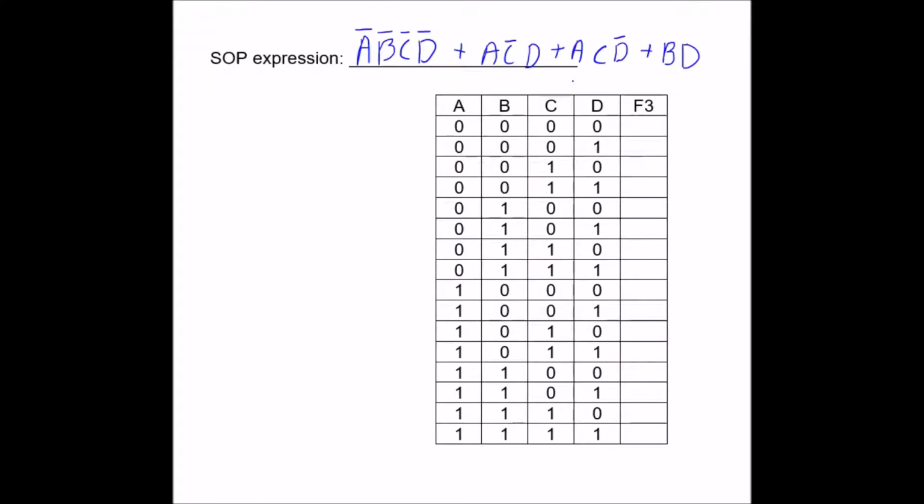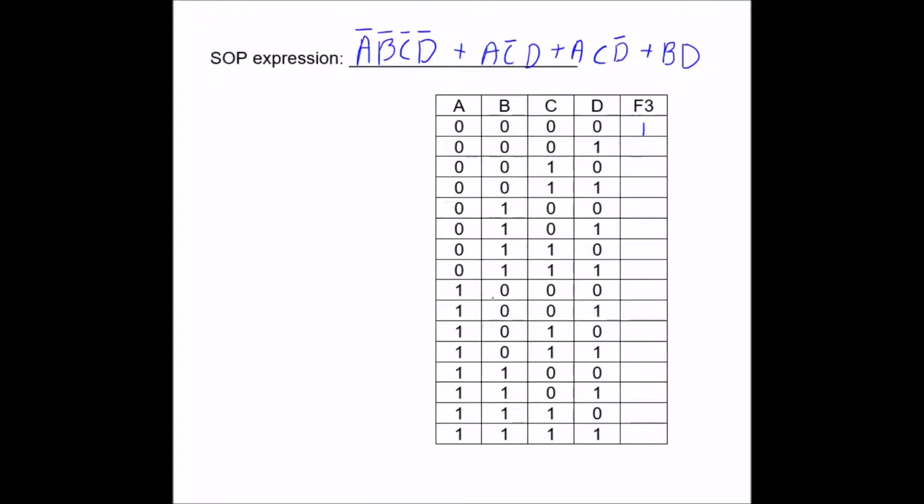Now let's fill in the truth table for my sum of product expression. So I have not A, not B, not C, not D. That's all zeros. That's this guy right there. Now I have an A. Every time an A is a 1, a not C, and a D. I think this is going to take place twice.